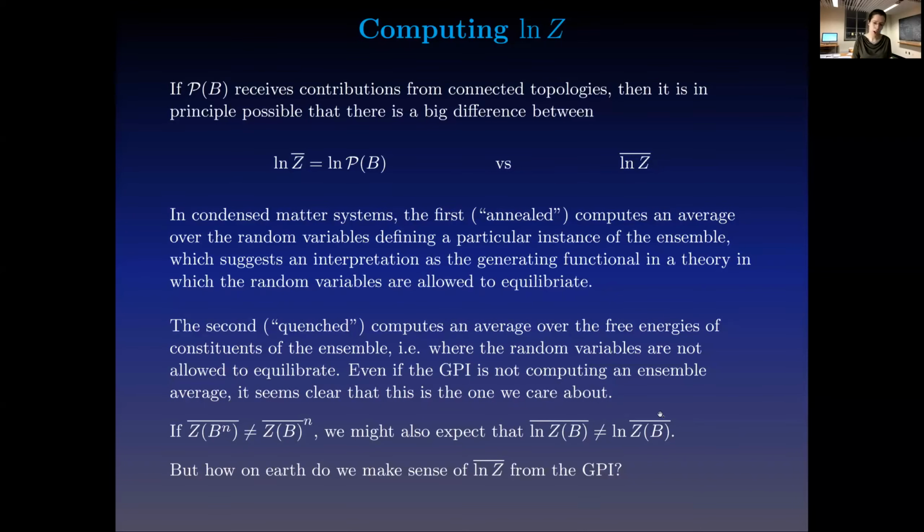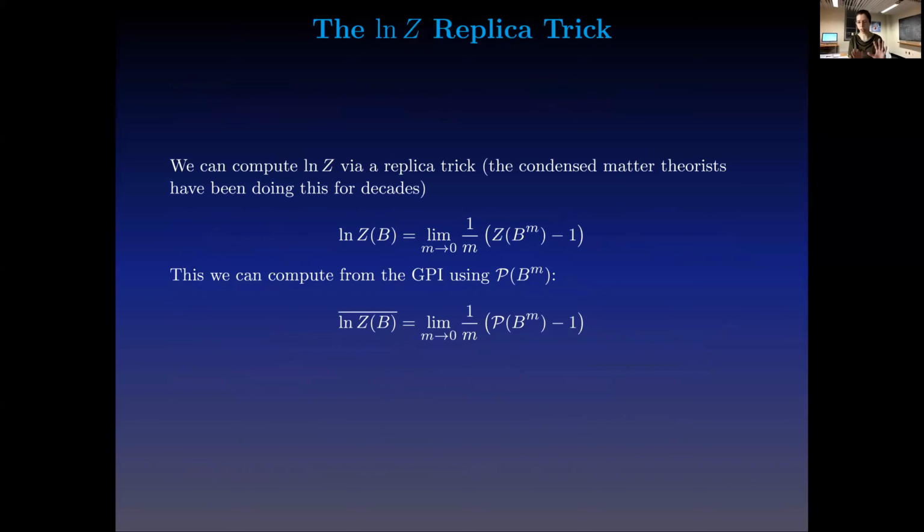But of course, we know how to calculate this from the gravitational path integral, but how are we supposed to calculate this thing from the gravitational path integral? Now, it turns out that condensed matter theorists have been doing this for decades. Not from the gravitational path integral, though. They've just been doing averaging.